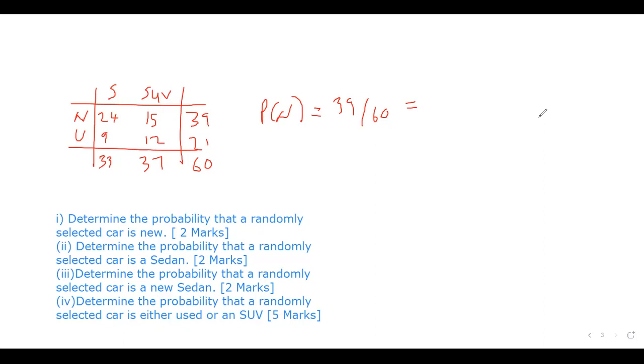Then the second part, determine the probability that a randomly selected car is a sedan. What are they asking for? The probability of S, which is 33 over 60. Good.